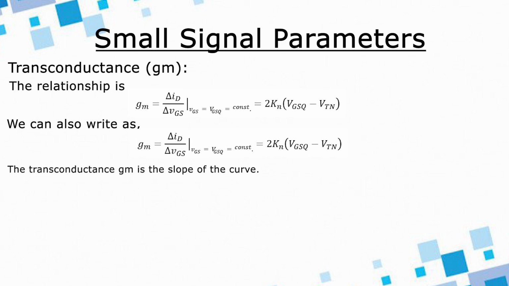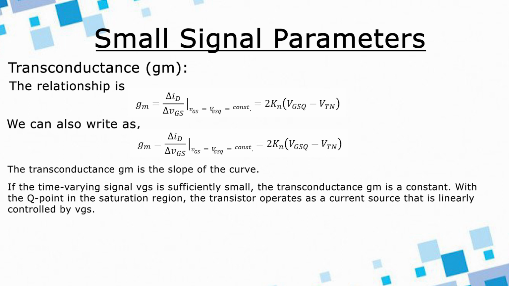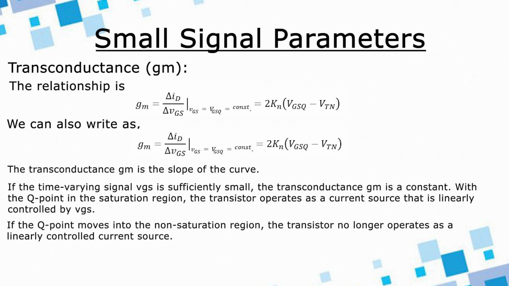The transconductance is the slope of the curve. If the time varying signal VGS is significantly small and the transconductance Gm is constant, with the Q point in the saturation region, the transistor operates as a current source that is linearly controlled by gate to source voltage. If the Q point moves into the non-saturation region, the transistor no longer operates as a linearly controlled current source.